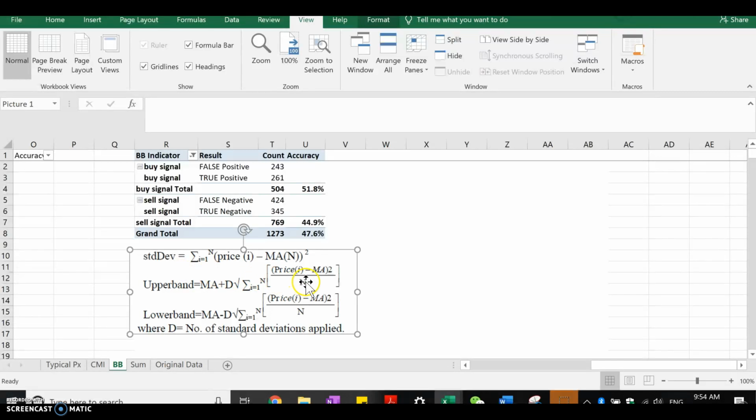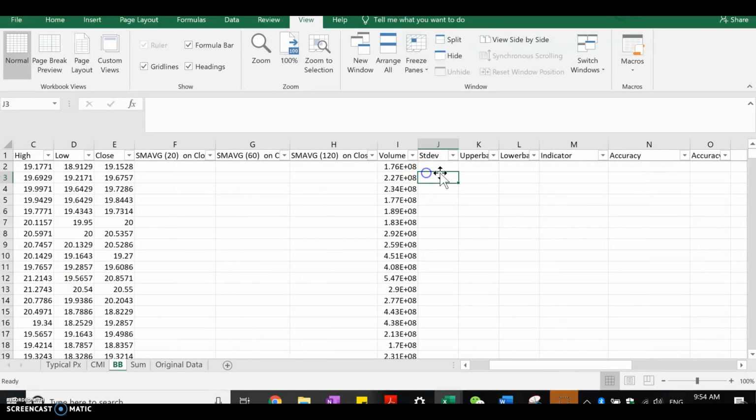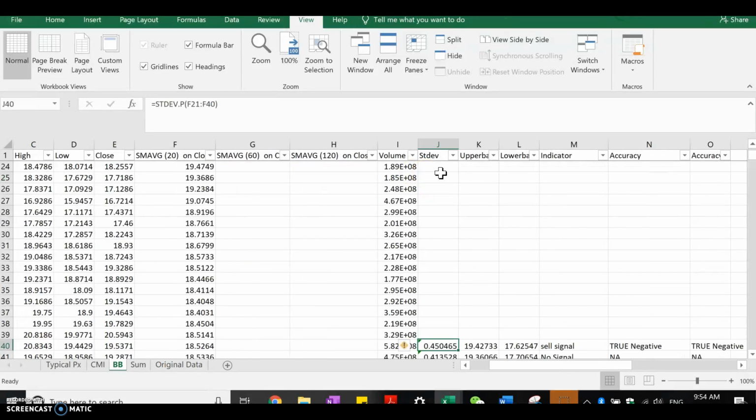Bollinger Bands is just a strict concept of standard deviation plus the moving average plus two standard deviations. So it's very easy to understand. First of all, I will calculate the standard deviation, and then we'll calculate the upper band, which is just the simple moving average plus 2 standard deviations, and the lower band is just subtracting 2 standard deviations.